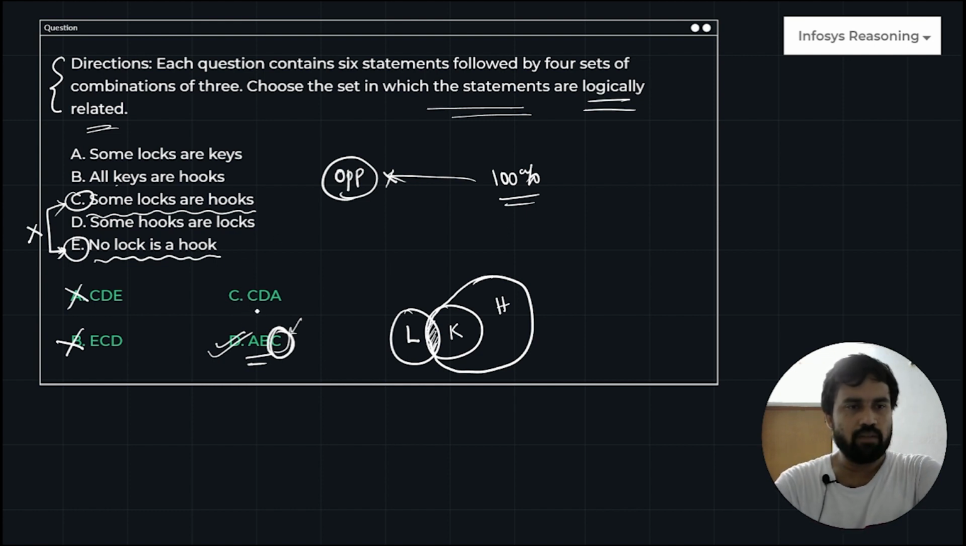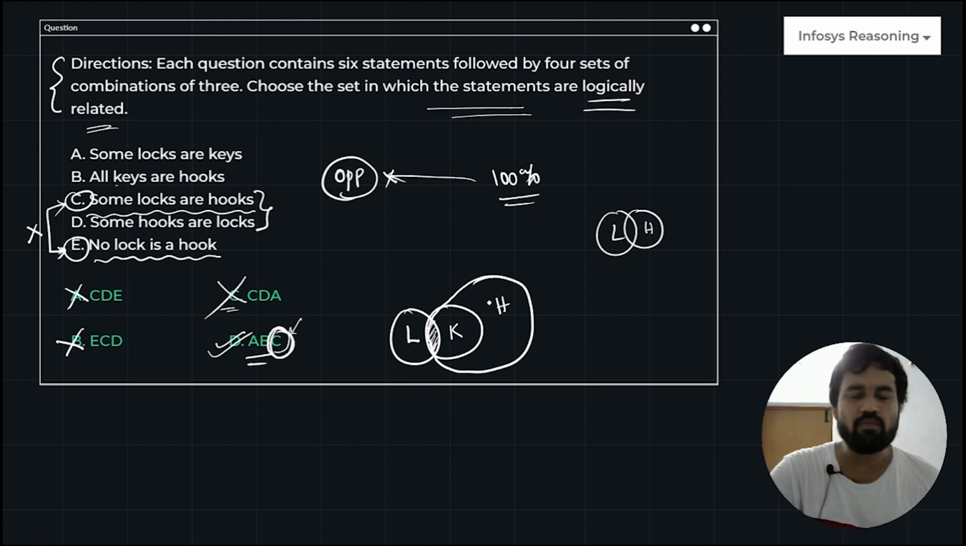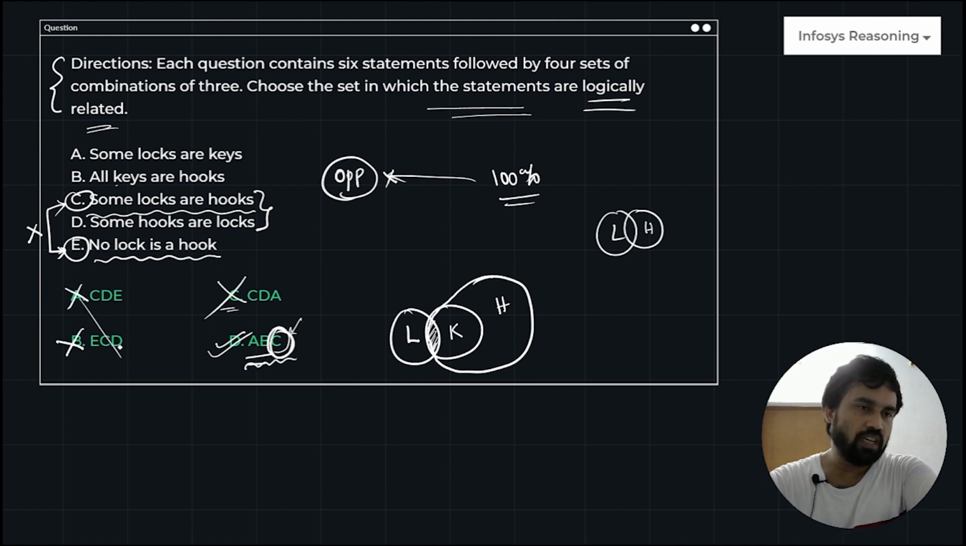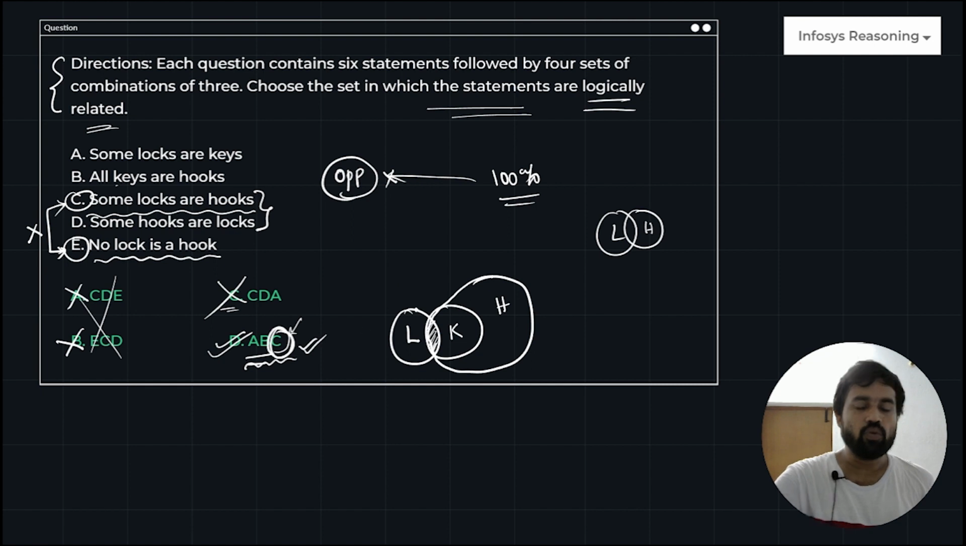So just look at statements C and D if you want. C is some locks are hooks, and D is nothing but some hooks are locks. See guys, these two are statements in a reverse direction, right? So the same information given in two different statements will never be logically related. Simply you can eliminate that. Why? Because it's a repetition of the statement. So this is how you can do these types of problems. So remember, they need to be logically related, and opposite statements get cancelled, and similar statements also get eliminated immediately, so that you can easily choose the answer. This is how you have to do these types of problems.